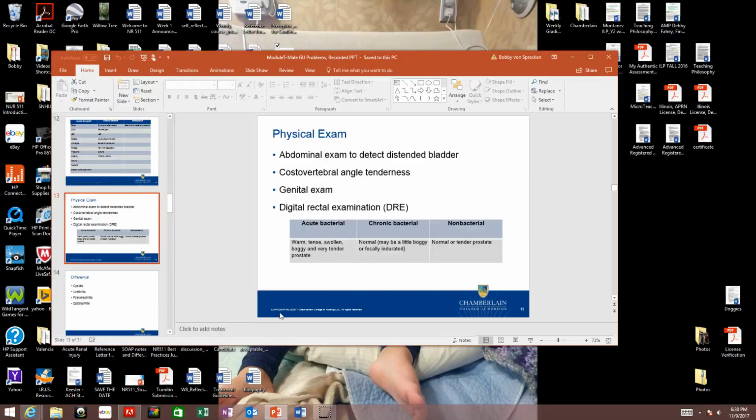When we look at the DRE results for the three conditions, we expect to see the following as outlined in the table below. For acute bacterial prostatitis, a warm, tense, swollen, boggy, and very tender prostate. For chronic bacterial prostatitis, normal, but may be a little boggy or focally indurated, and non-bacterial prostatitis, a normal or tender prostate.